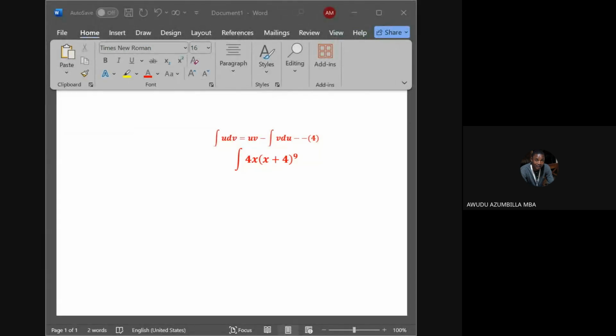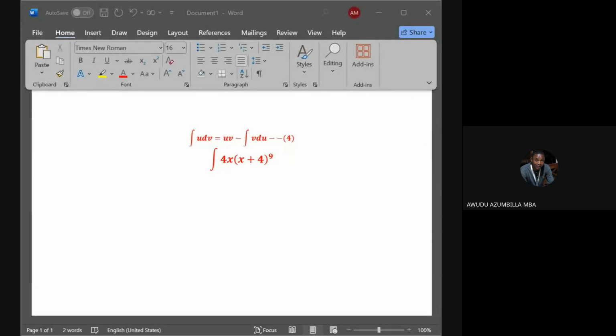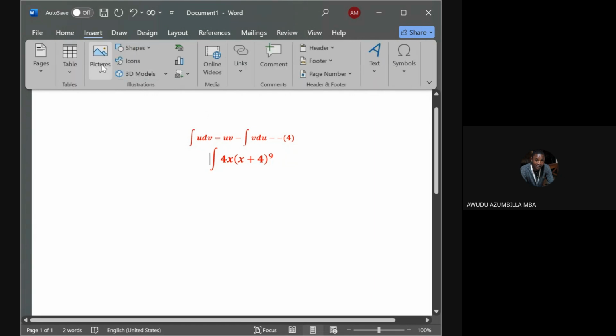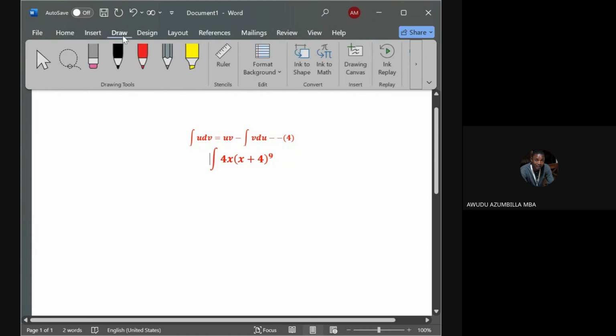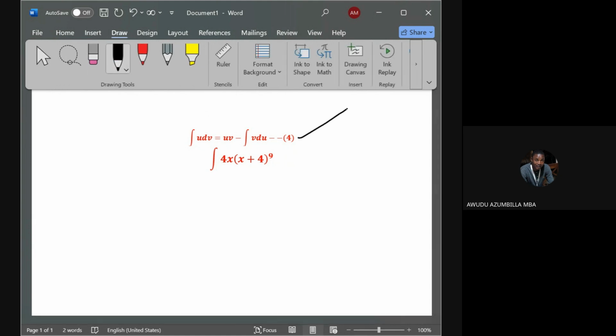So let's do the integration by parts. And then we need to note that this is the formula we are supposed to use. This is the formula that we are supposed to use. And then we'll look at how to solve this problem. Okay. Now, what we need to do here is that we have u here and we have the v. If you look at the function, it's in the same format.